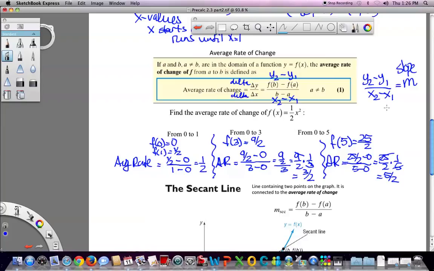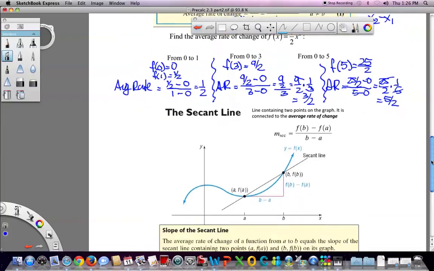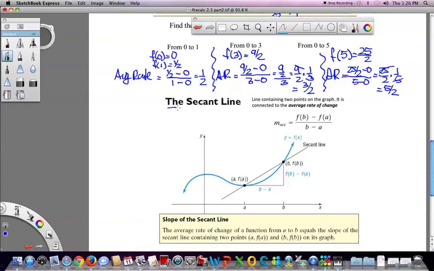Well, what is it the slope of? It's the slope of a concept that we call the secant line. And the secant line is a line that connects 2 points that are on a graph. So these 2 points are connected with this straight line. And the secant line here has as its slope the same value as the average rate of change that you would get if you used a, f(a), b, and f(b). Keep in mind that these are subtracting y values. So f(b) could be seen as y2 minus y1, and then this would be x2 minus x1.